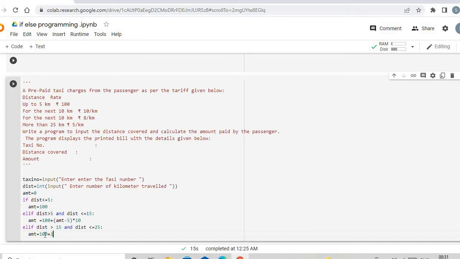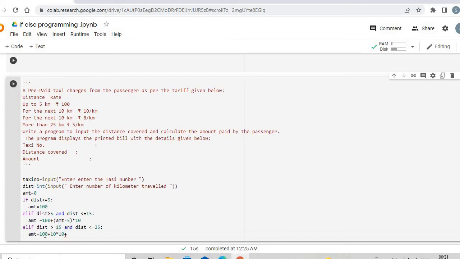So I can write also like this. Anything is possible. I can directly write 100, or we can write like this also, plus 80 rupees. Now I have to calculate how much kilometer I have traveled more than 15 kilometers.